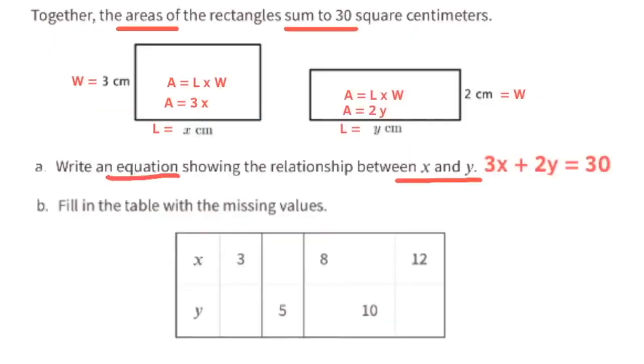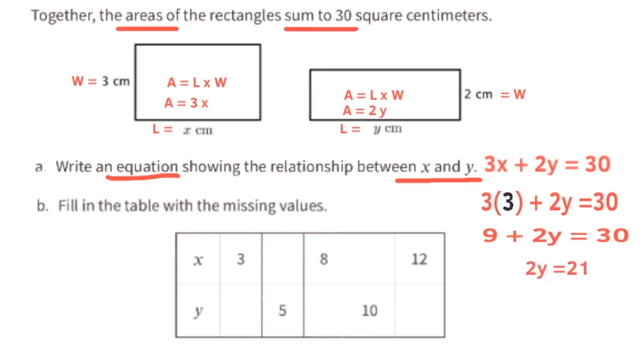B. Fill in the table with the missing values. When x equals 3, we can substitute the x with the 3. So instead of 3 times x, we have 3 times 3 plus 2y equals 30. And 3 times 3 is 9, so now the equation reads 9 plus 2y equals 30. Subtract 9 from both sides of the equal sign, and you're left with 2y equals 21. Since we're solving for y, we need to divide both sides by 2. 2y divided by 2 equals y, and 21 divided by 2 equals 10.5. So when the value for x is 3, the value for y is 10.5.